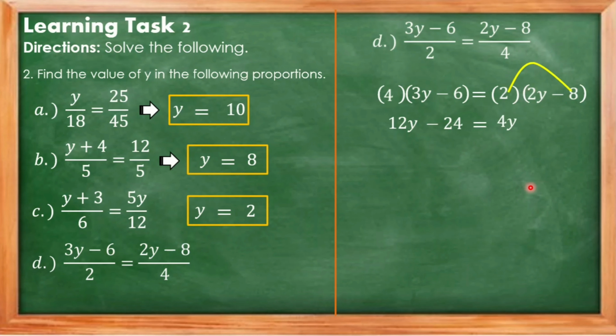Okay, number 3, if x is to y is equals to 5 is to 3, find 3x plus 4y is to 6x minus 2y. Sulat muna natin to sa fraction form. So we have x is to y is equals to 5 is to 3. Okay, sa una, isosolve muna natin yung x. Tapos isa-substitute naman natin siya dito. Okay, so to find the value of x, i-cross multiply lang natin.